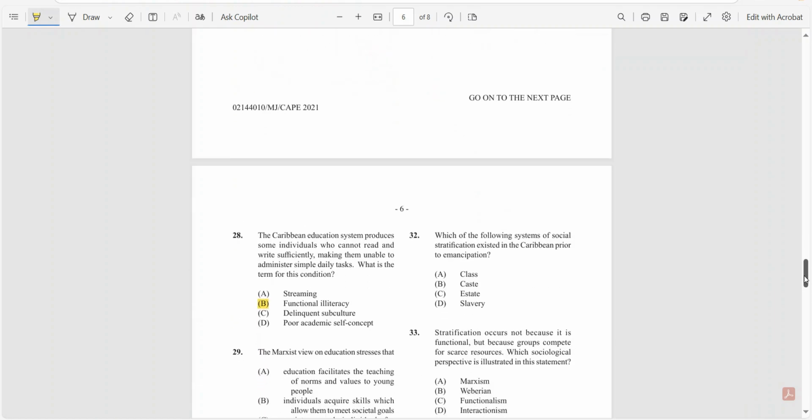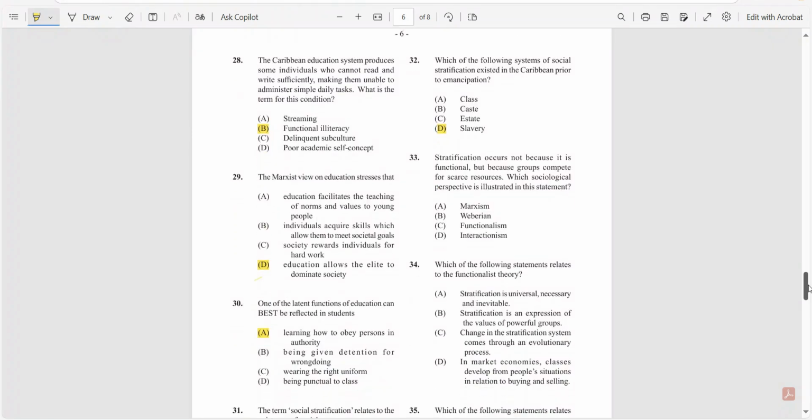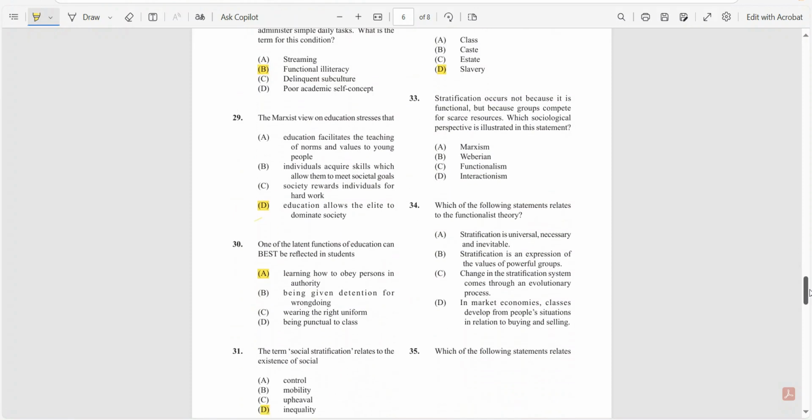Alright, so 32. Which of the following systems of social stratification existed in the Caribbean prior to emancipation? So we know that prior to emancipation there would have been slavery. Stratification occurs not because it is functional, but because groups compete for scarce resources. Which sociological perspective is illustrated in this statement? That is the Marxist view.